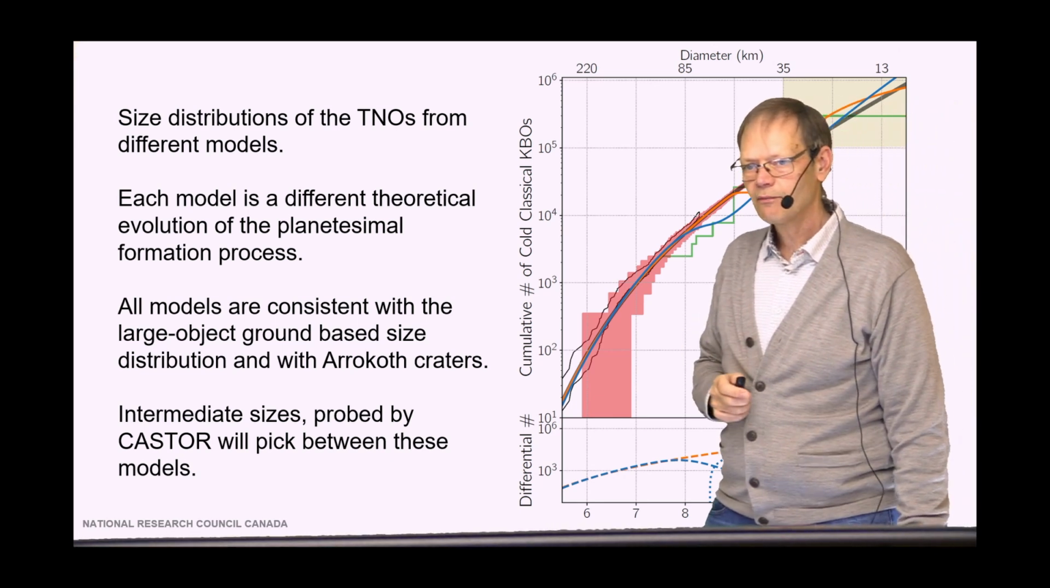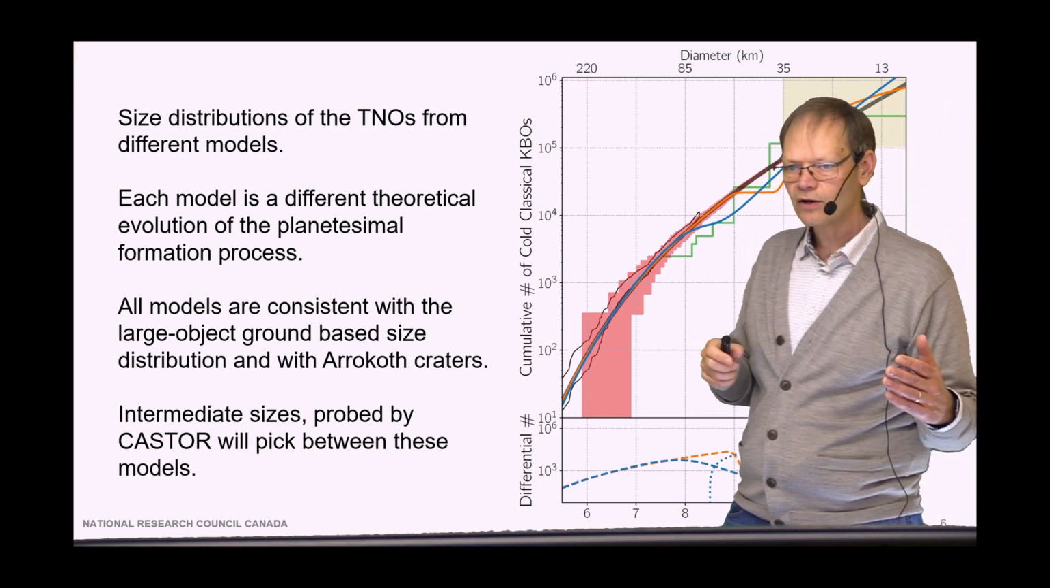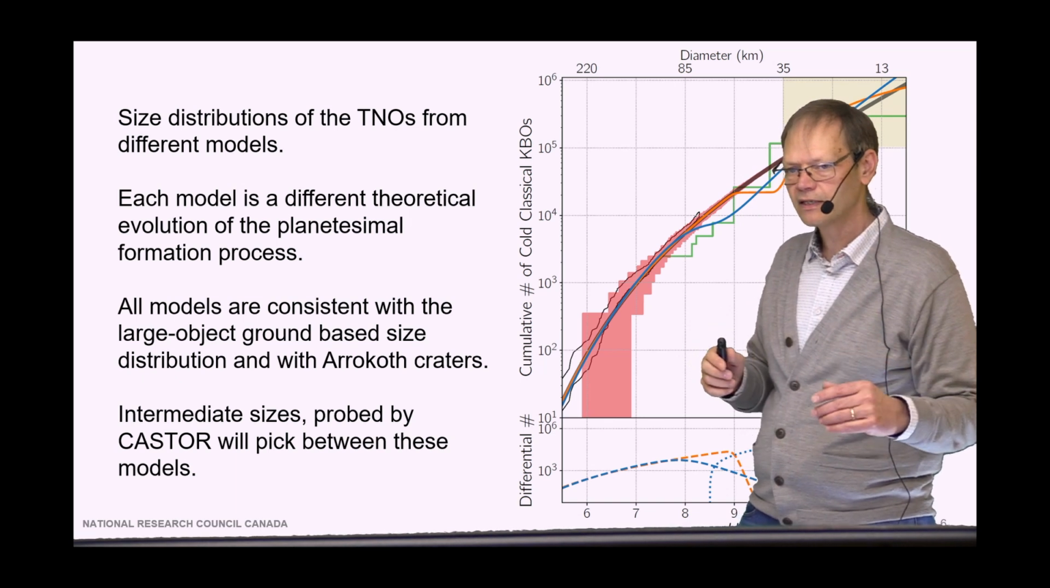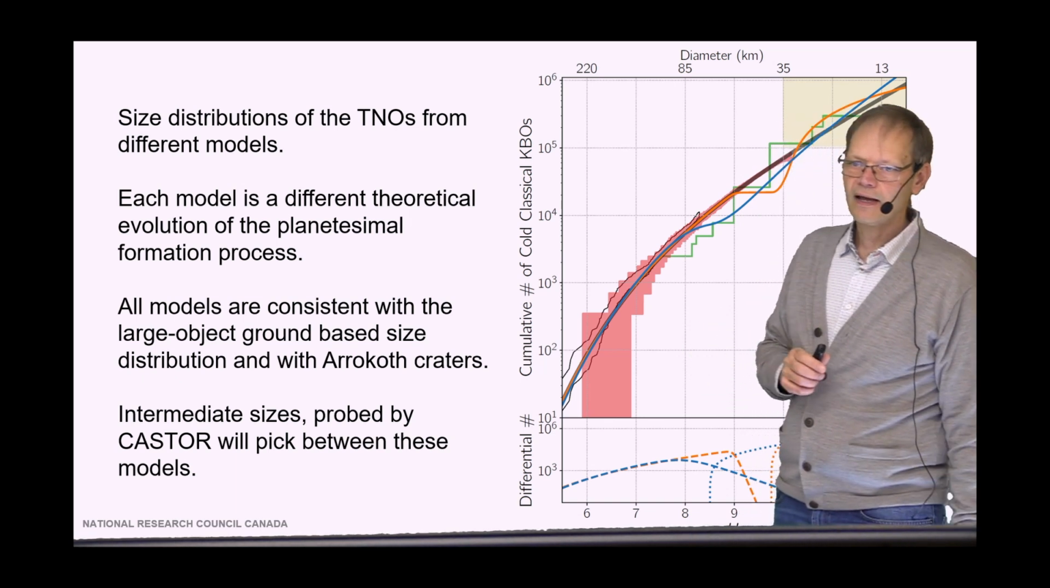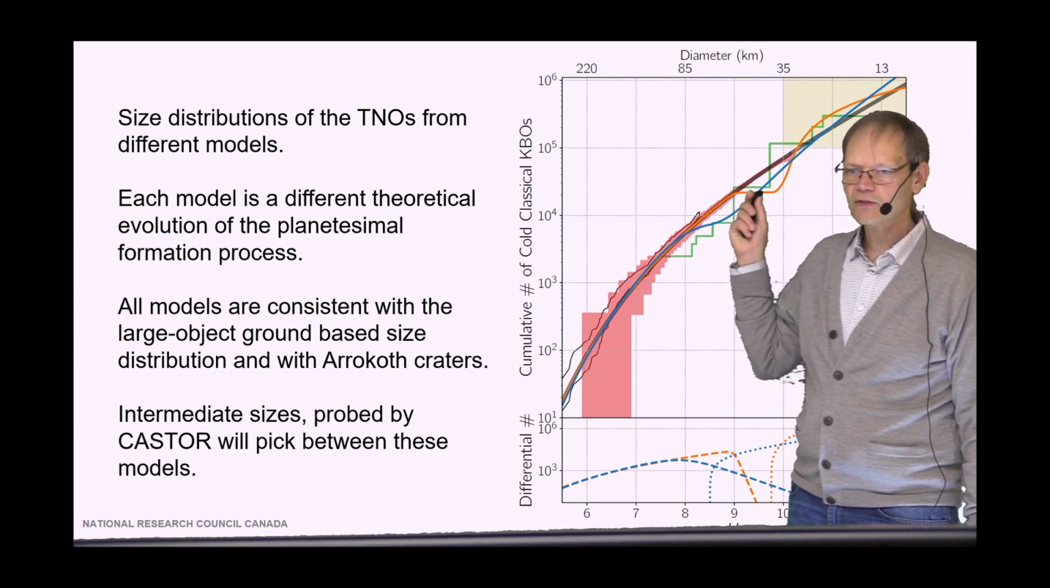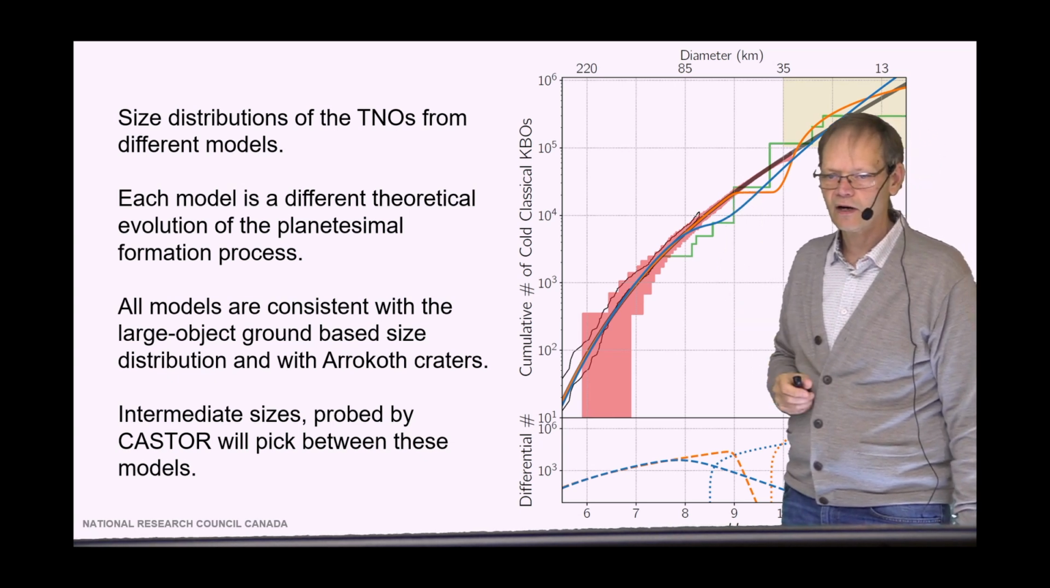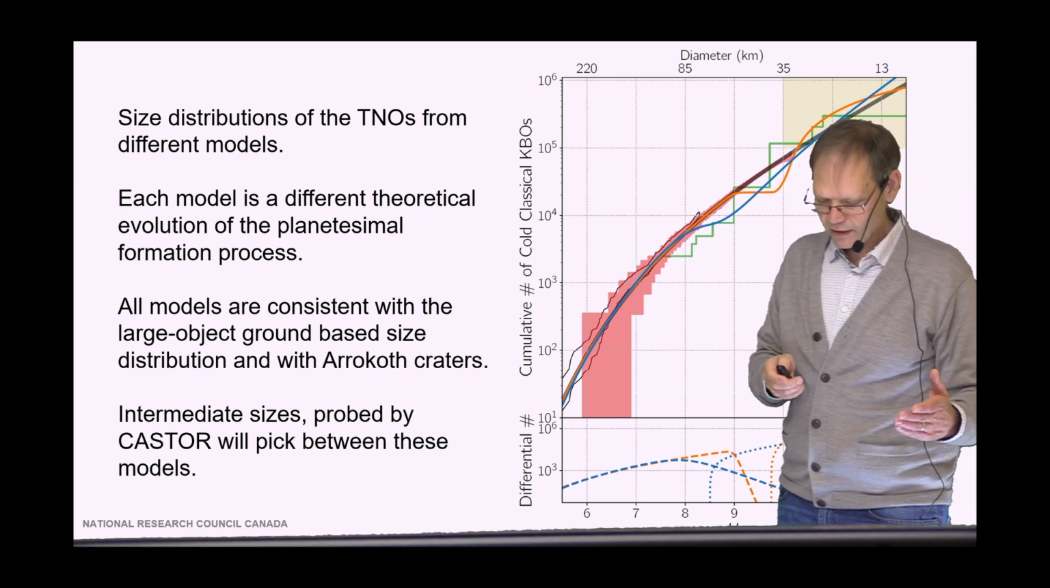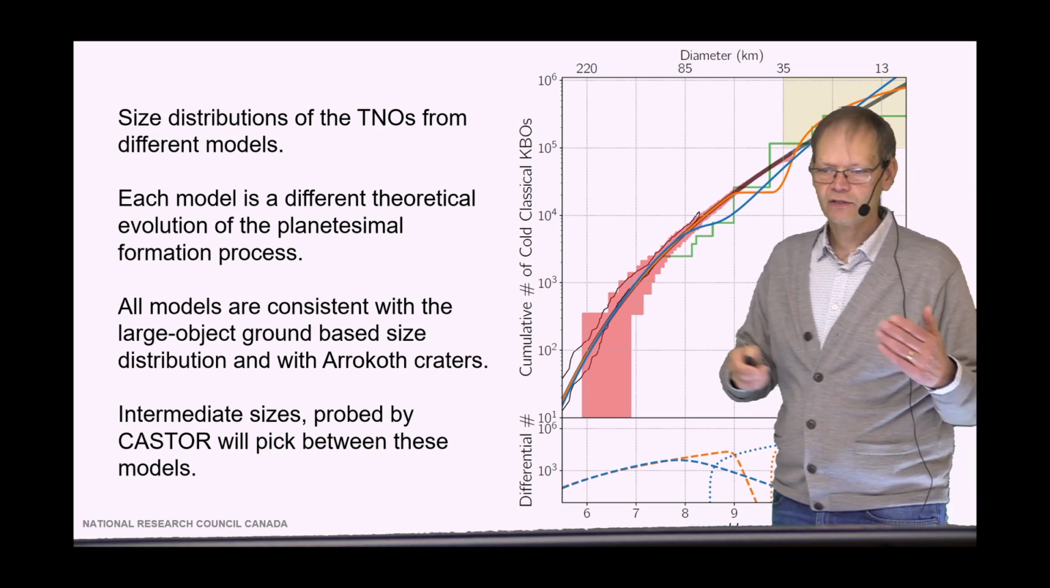And when we do that, what we start to see is that there's different models of that planetesimal formation process that can lead to different behaviors in the middle. And so this middle zone, we have lots of different things going on. And that's what we want to probe with CASTOR. We want to measure that size distribution in that middle zone.